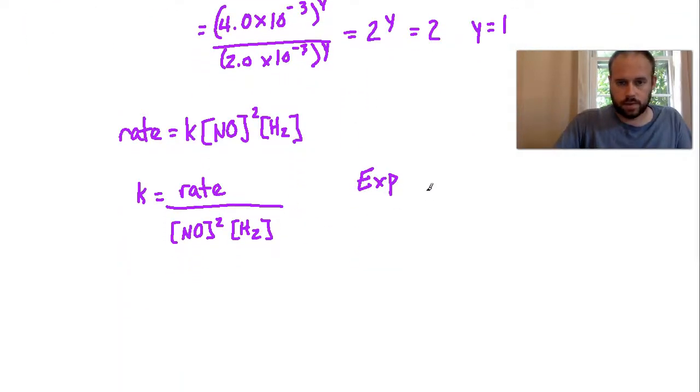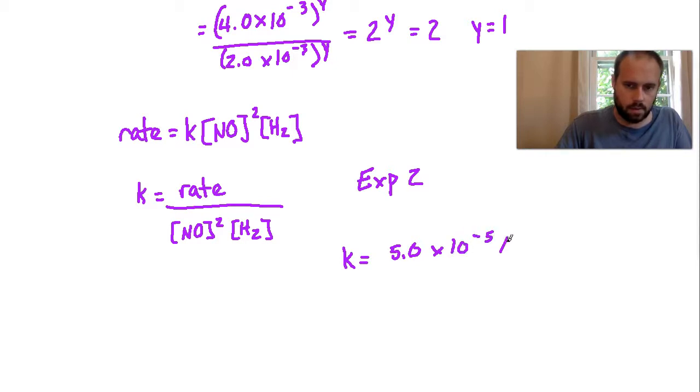So let's go fill that in. All right, so this is for experiment 2. And again, because this is a constant, unless the temperature is changing between the experiments, this should not have any change. You should be able to do this with all of these. So what I would do here is I would say the rate was 5.0 times 10 to the minus 5 molarity per second.